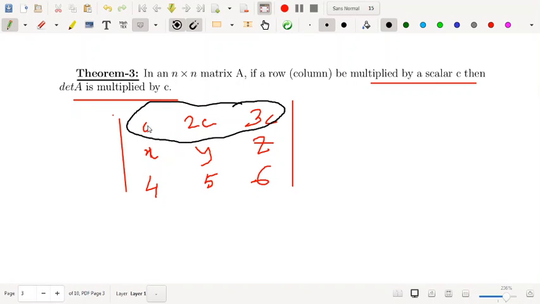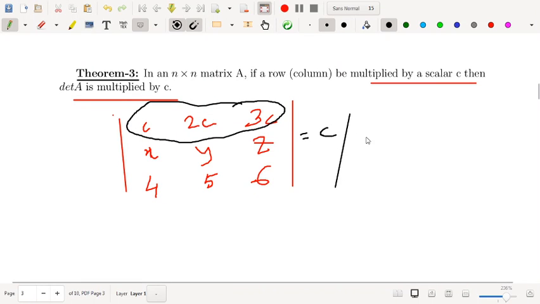You have 3 elements in the first row, because I am talking about a 3 cross 3 order square matrix, or third order determinant, because it is a determinant of a third order square matrix. So this is a third order determinant, and all the elements of the first row are multiplied by a constant C or scalar C. So what I can do, I can take C common from the first row.